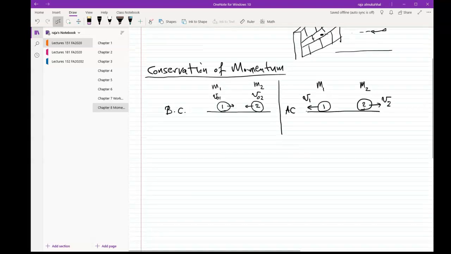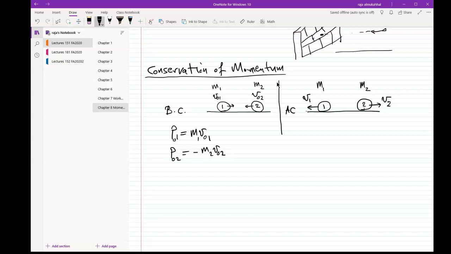So, what is the momentum of ball 1 before collision? That's going to be, I'm going to call it P01, and that's equal to M1 V01. Correct? And of course, it's going to the right. That makes it plus. Now, the momentum of ball 2 before collision is going to be minus M2 V02.